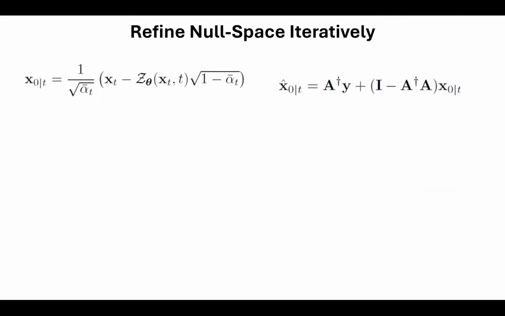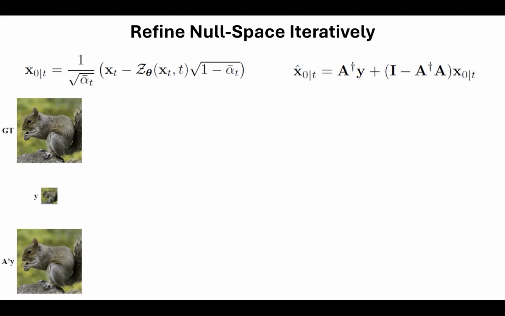And to visually show you what happens, let's assume that we have ground truth high resolution image of a squirrel, but what is given to us is a low resolution image Y, and our task is a super resolution task. If we simply multiply the observation Y by A dagger, it acts as something like a nearest neighbor upsampling, that if you look at closely, you might notice that the quality of the fur is a bit different compared to the ground truth. And now let's see what happens in the denoising steps of the diffusion.